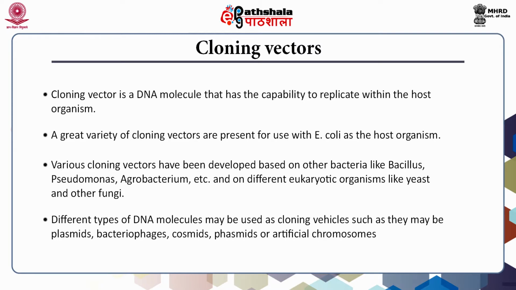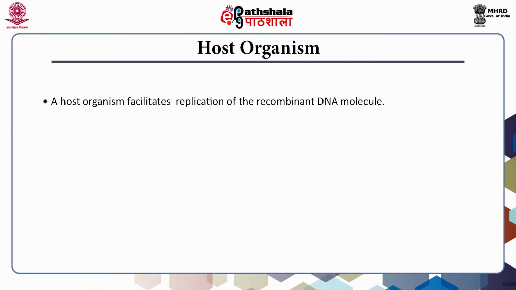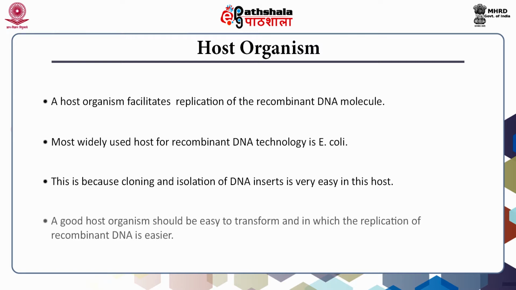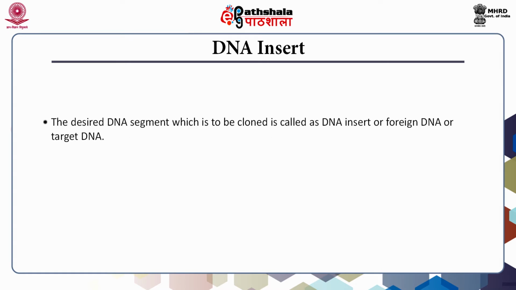Plasmids are circular double-stranded DNA molecules found mostly inside E. coli. Plasmids are also commercially available. A host organism is important because it facilitates the replication of the recombinant DNA molecule. The most widely used host for recombinant DNA technology is E. coli. This is because cloning and isolation of DNA inserts is very easy in this host. A good host organism should be easy to transform and should allow easier replication of recombinant DNA. The desired DNA segment which is to be cloned is called the DNA insert, foreign DNA or target DNA. It can be of viral, plant, animal or bacterial origin.